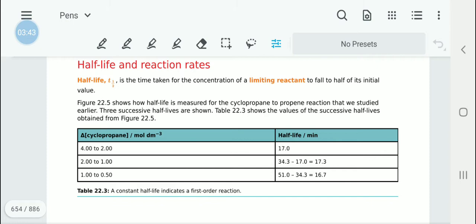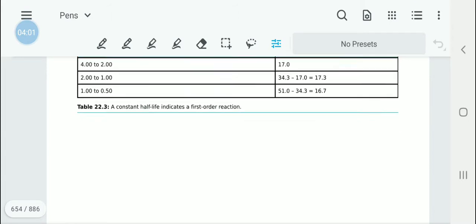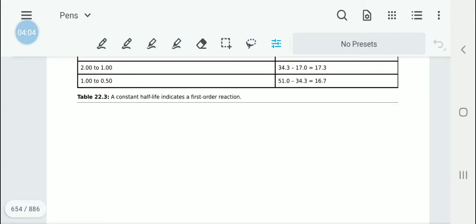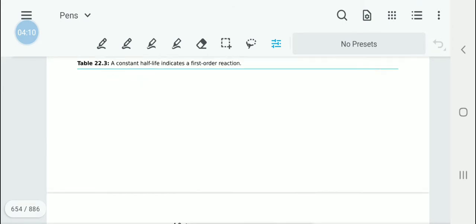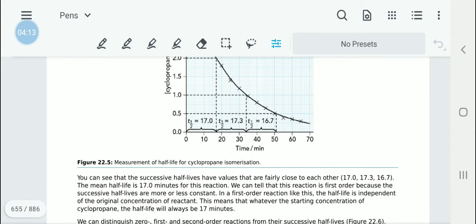that we studied earlier. They give some cyclopropane concentrations in mole per cubic decimeter: 4 to 2, it takes 17 minutes. Then 2 to 1, it is 17.3. Then 1 to 0.5, it is 16.7. As a result, you will see that it is a constant half-life. It is very close to one another, 17, 17.3 and 16.7. So that means it has a mean half-life of 17.